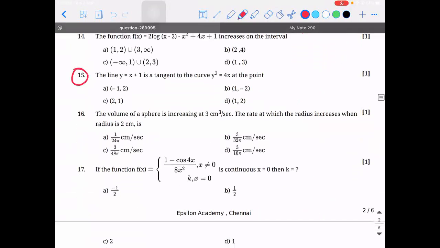So the line y is equal to x minus 1 is a tangent to the curve at which point? So keep solving, I'll be back.